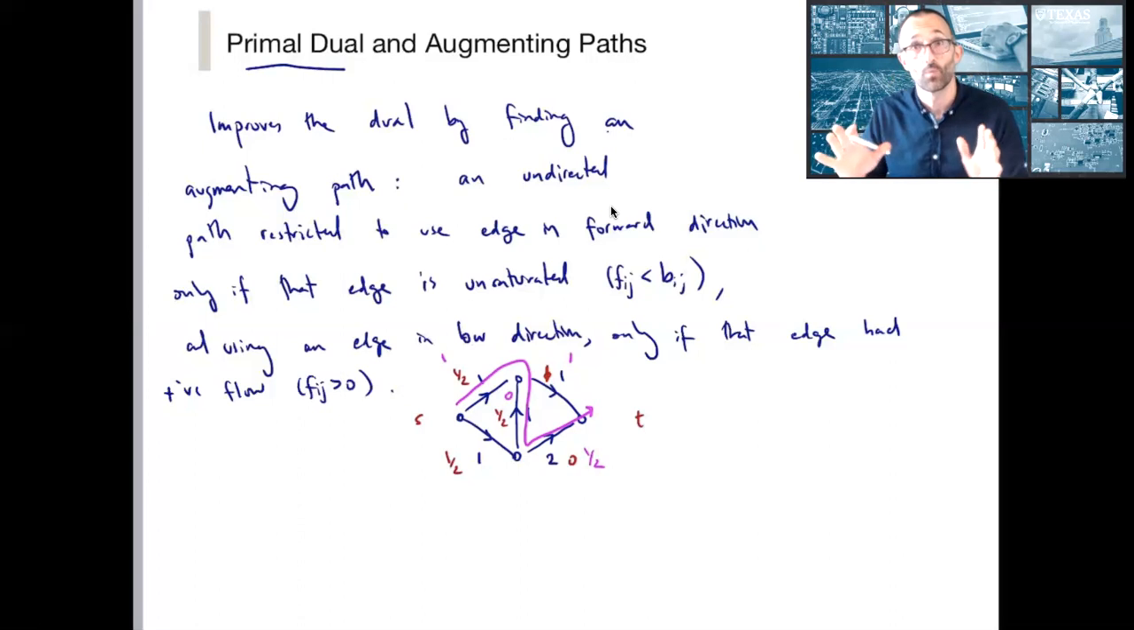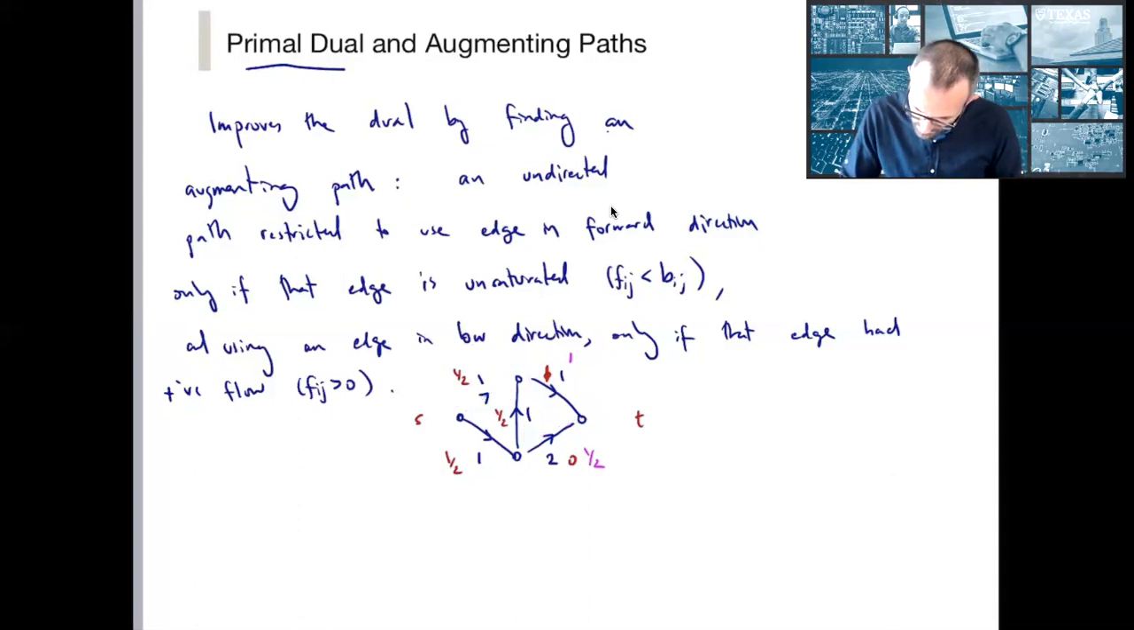But I just want to make sure we understand why this is an augmenting path. Let me erase that and just talk about it. I am allowed to use this edge in the forward direction because it's not saturated. I'm allowed to use this edge in the forward or backward direction because it is unsaturated; its capacity is not 1, but also it's 0. This edge I can only use in the forward direction because it's at 0. So this counts as an augmenting path. And how am I going to use it? I'm going to use this in the forward direction, this in the backward direction, and this in the forward direction.